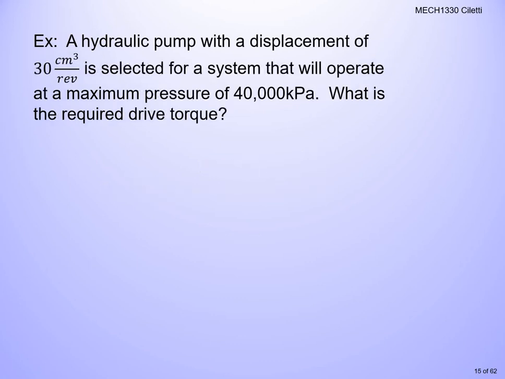A hydraulic pump with a displacement of 30 cubic centimeters per revolution is selected for a system that's going to operate at a maximum pressure of 40,000 kPa. Don't forget there's a K on there, which adds 3 more zeros. So it's really like 40 million Pa, or pascals. What's the required drive torque?